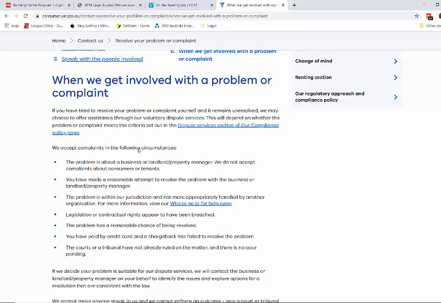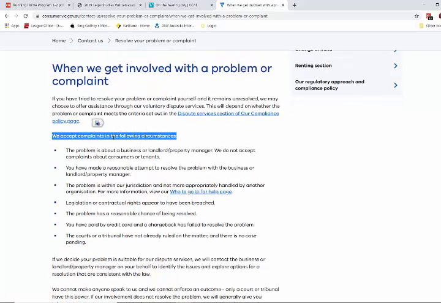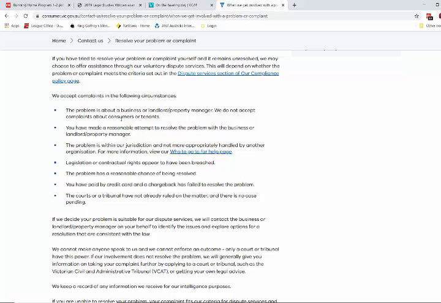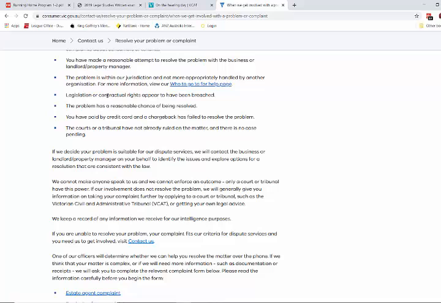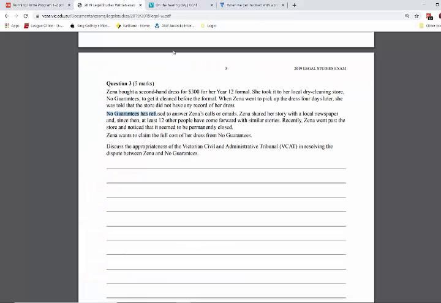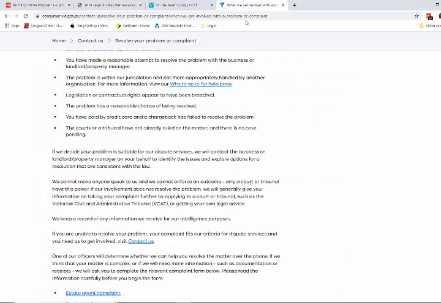Basically, they say, hey, if you put a complaint in, we're only going to accept it if it's about a business. You can't put in a complaint about a consumer. We're only going to accept it if you've made a reasonable attempt to resolve the problem already. We're only going to approach it if legislation appears to have been breached. The problem has a reasonable chance of being resolved. So in this one, if no guarantees is closed, they might go, it's not going to get resolved, so we're not going to get involved.